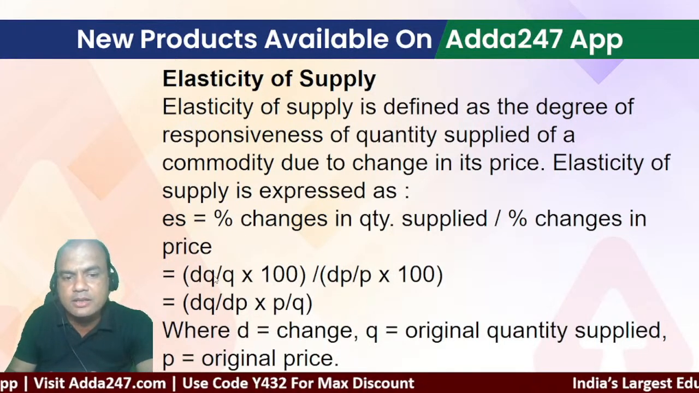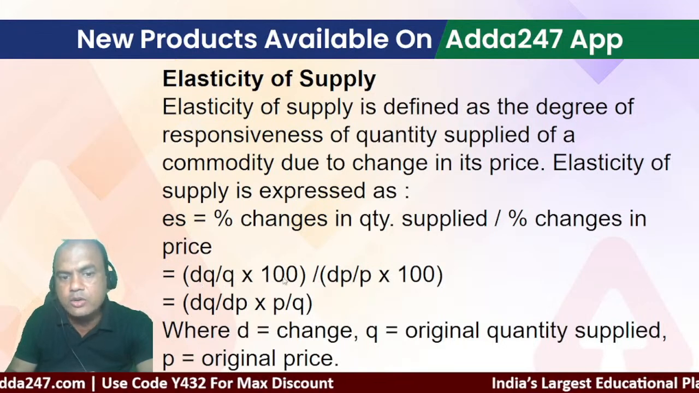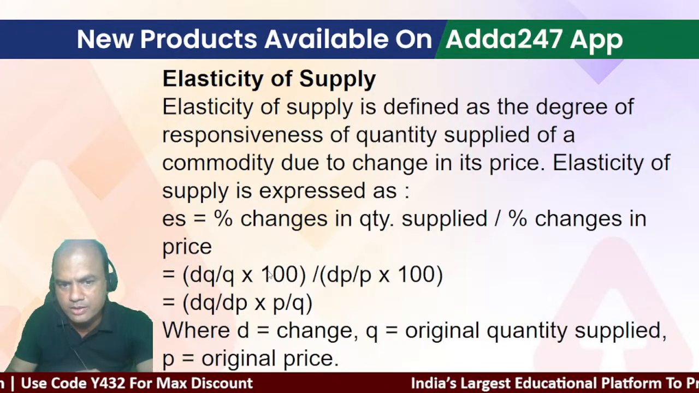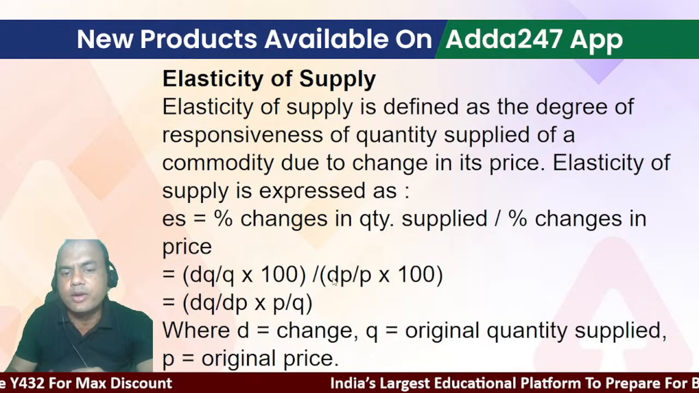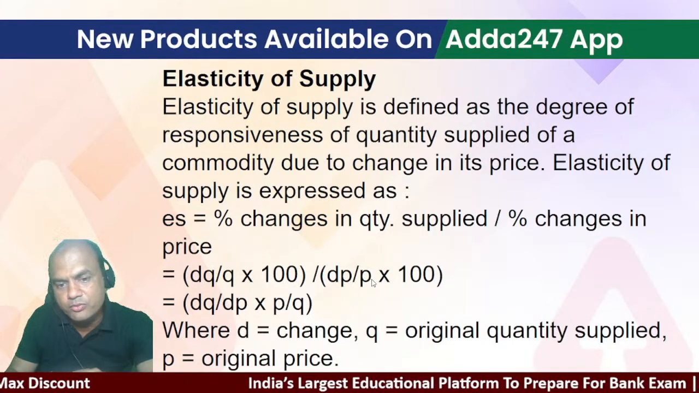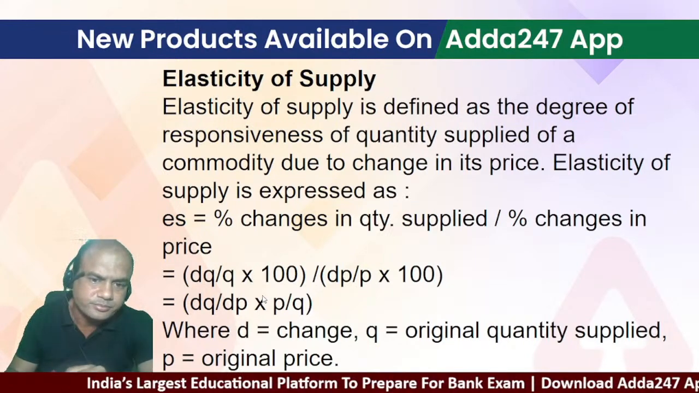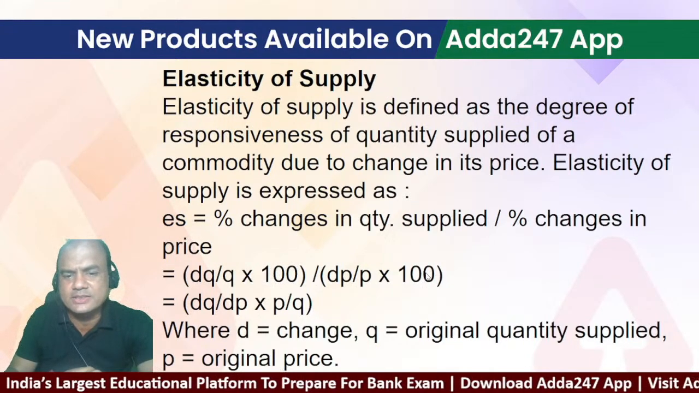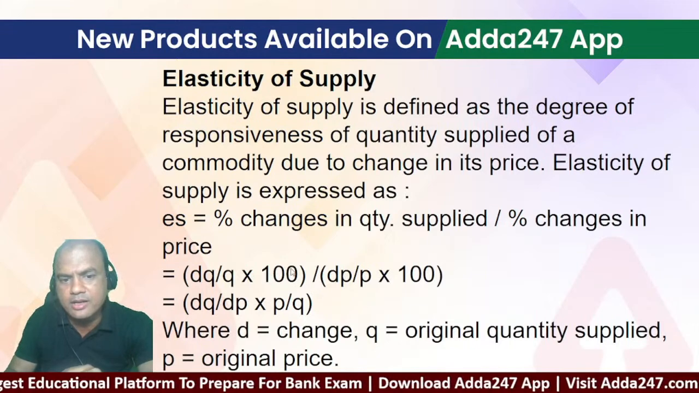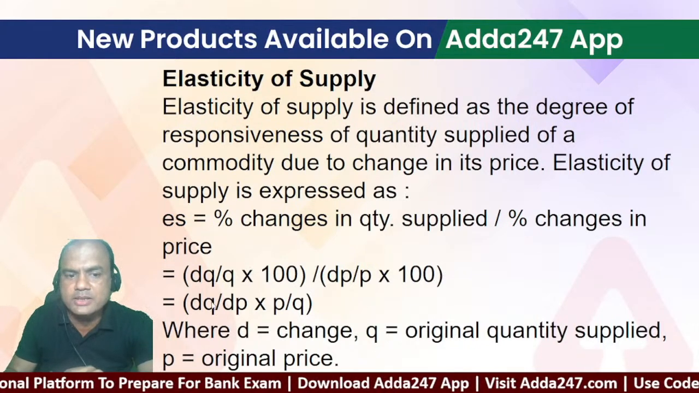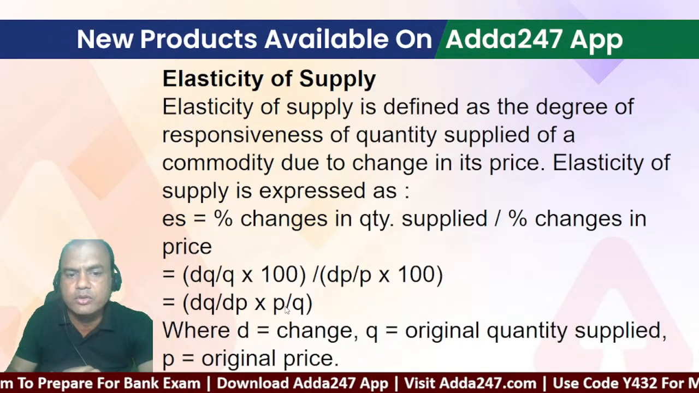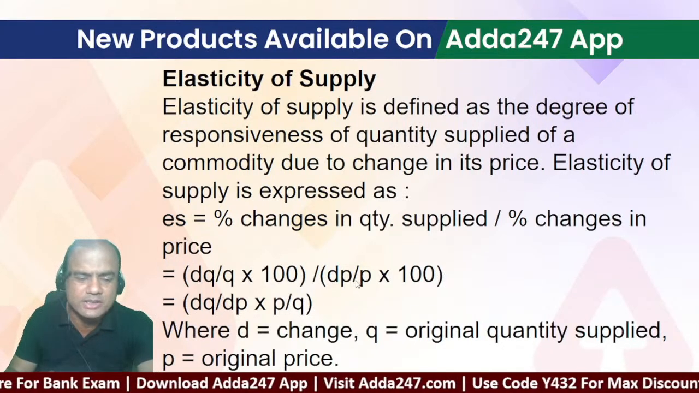20 minus 10 upon 10 into 100, because percentage means into 100, upon 10 minus 5 upon 5 into 100. Whatever that answer will be, just find that. This 100 gets cancelled, because it's upon this 100 and this 100 is gone. So what remains? dQ upon dP into P upon Q. You can find this out.